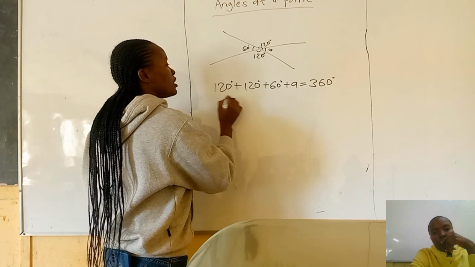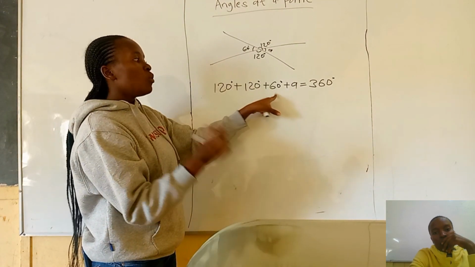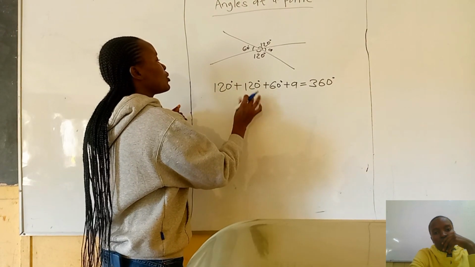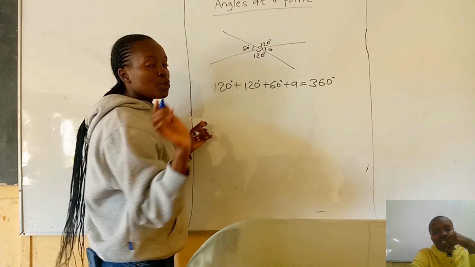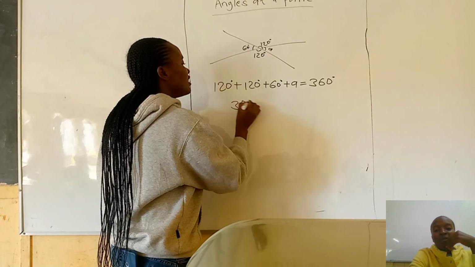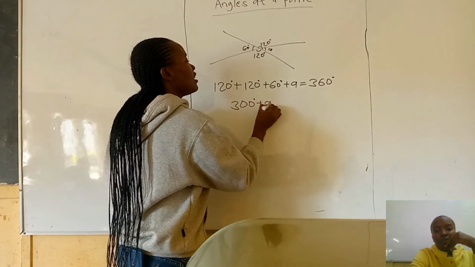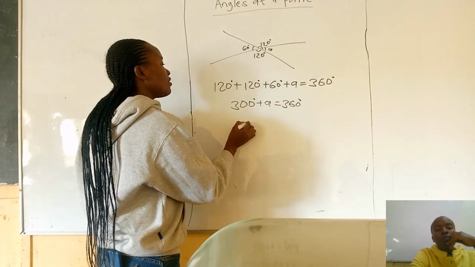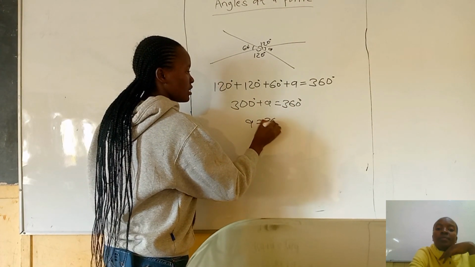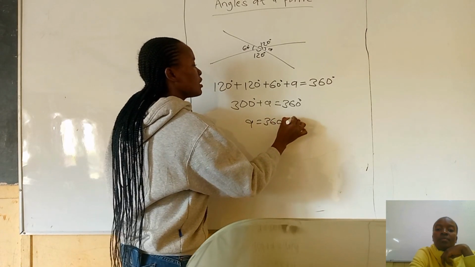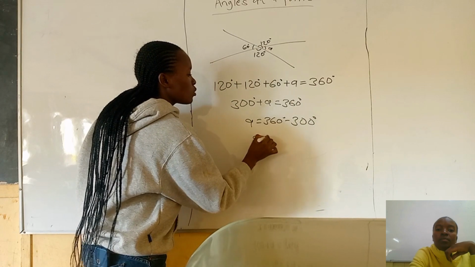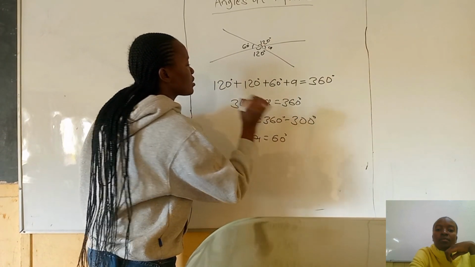Then we have 120 plus 120 plus 60, which will give us 120 plus 120, that's 240 plus 60. It will give us 300 degrees plus A is equal to 360 degrees. Then we'll have A is equal to 360 degrees minus 300 degrees. Then we'll have A is equal to 60 degrees.